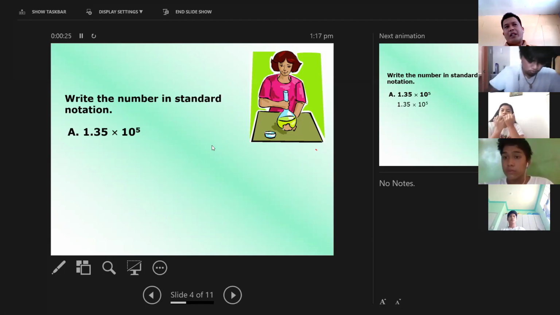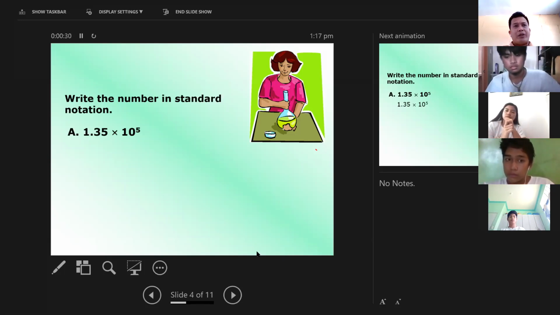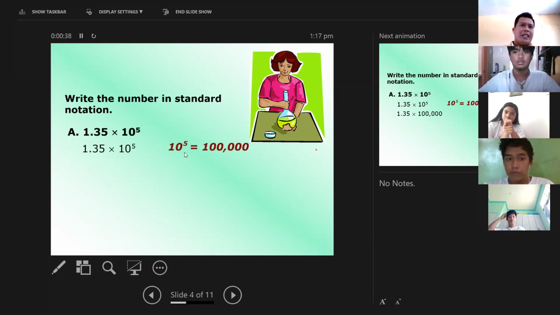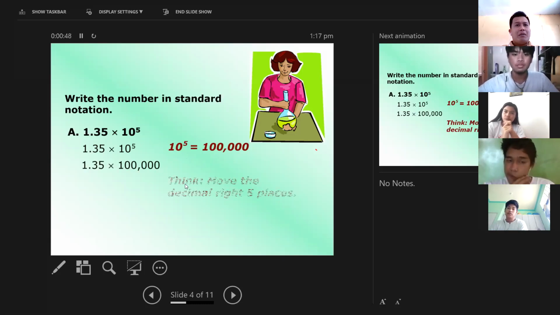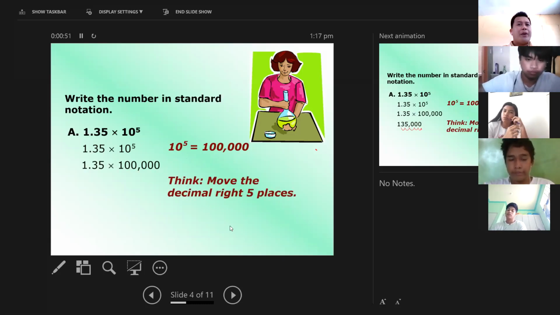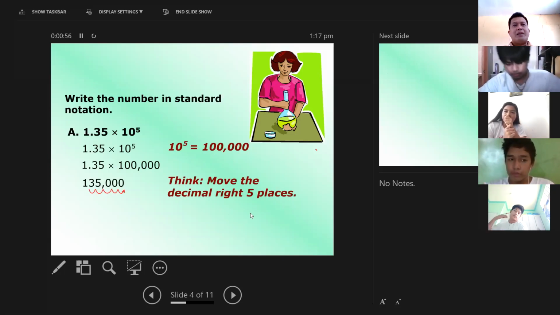If the exponent sign is negative. Since it is positive, therefore the decimal point from 1.35 goes to the right. So how will we do that? Simply move it to the right. Since 10 to the power 5 is equal to 100,000, you can also multiply 1.35 by 100,000, or you move the decimal point 5 places to the right. So therefore, the answer is 135,000. Okay?